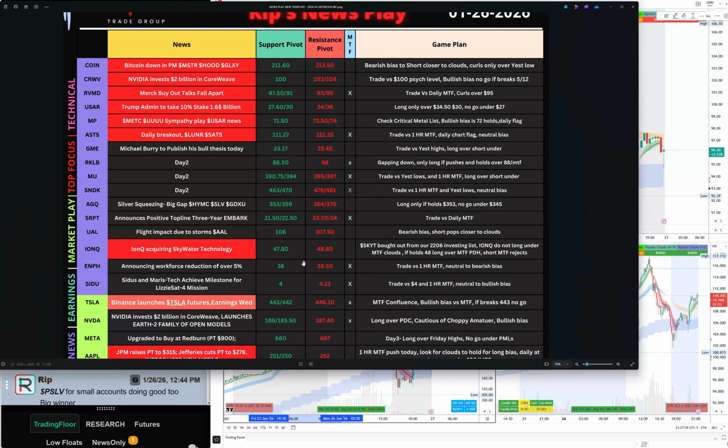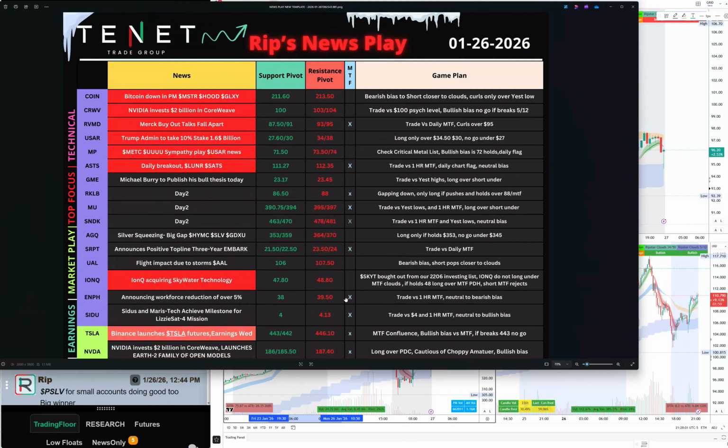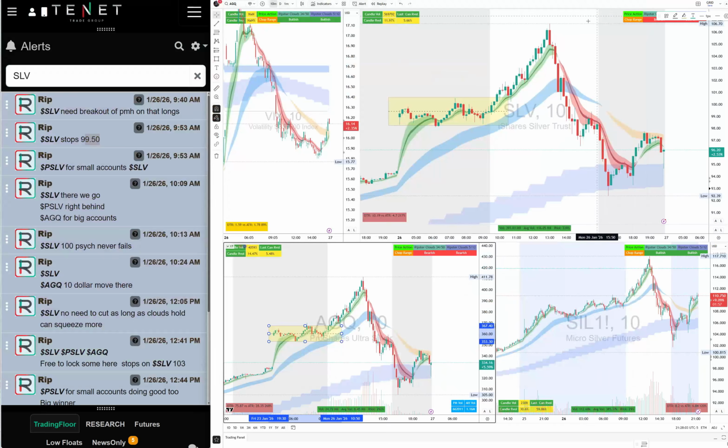I did make them red as well in the community. I made them red on the silver and AGQ, so they were top watches for us. So anyways, this was my timestamp guidance.